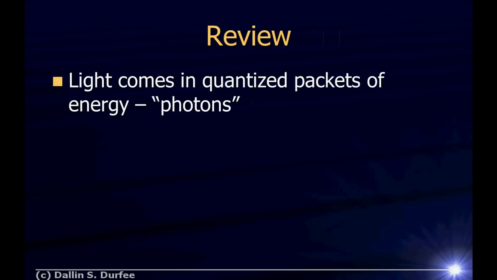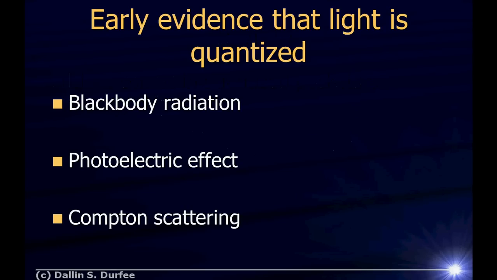So to review, light comes in quantized packets of energy. We call them photons. And the energy of a photon is just h, Planck's constant, times the frequency of the light, which can also be written as hc over lambda. All right? And then there were three early evidences that light is quantized. It turned out Blackbody radiation, the classical formula for that doesn't work. If you allow light to be quantized in little packets of energy, then you can come up with a theory that fits the experiment for Blackbody radiation.